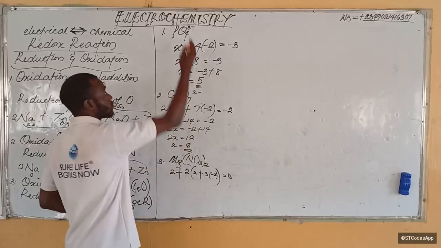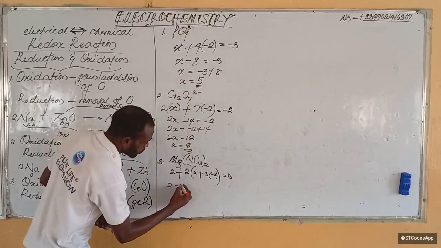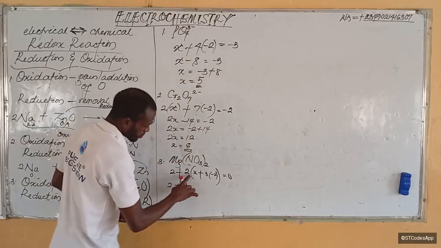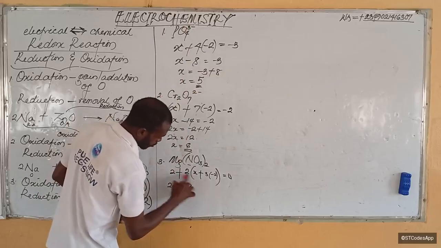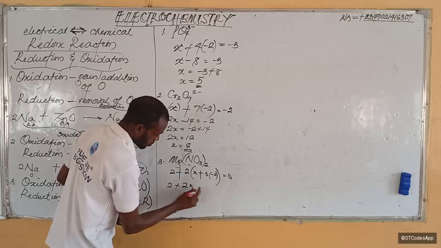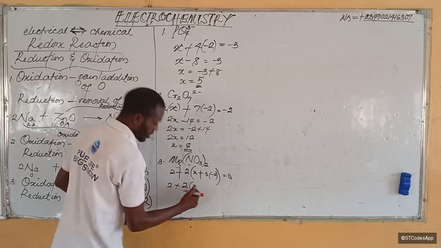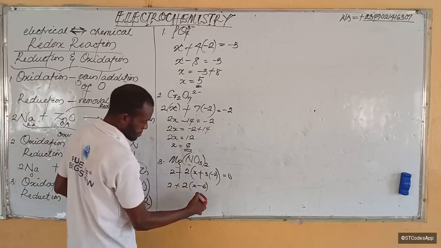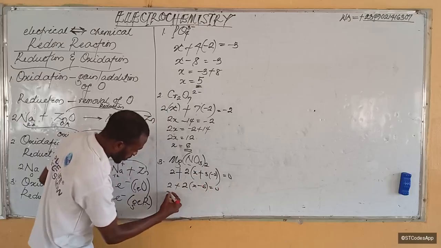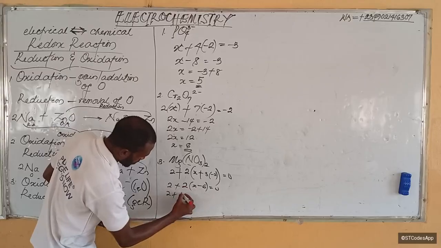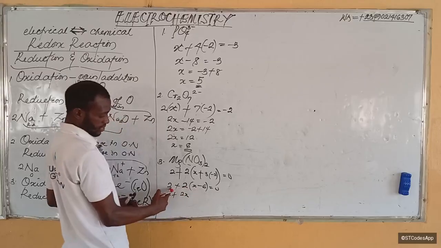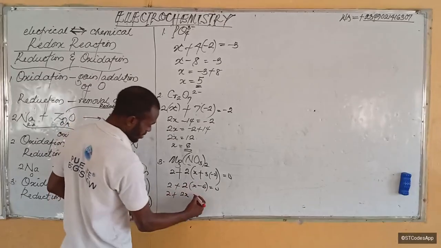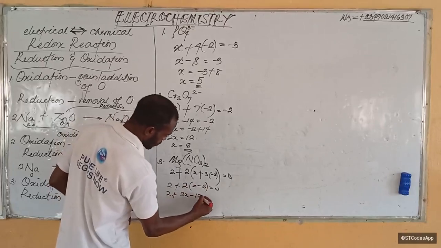These are radicals. So we have 2 plus 2 into bracket x minus 6 equals 0. So from here we can open the bracket: 2 plus 2x. Don't come and add this, okay? Open the bracket first. Then minus this times this, -12 equals 0.